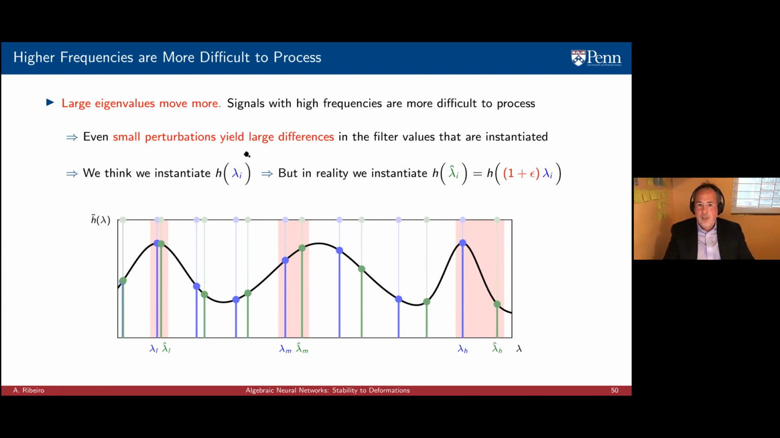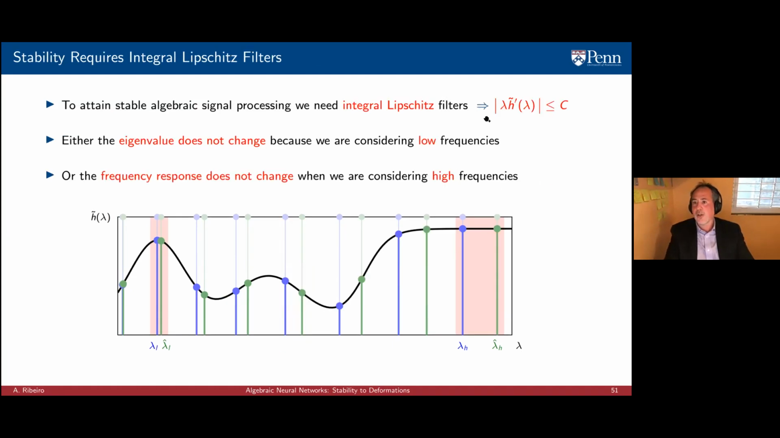What I mean is this: if we are operating on the blue shift operator, this is the value that we think we are instantiating. But in reality, we are instantiating the filter at the dilated eigenvalue. Now, if we are close to zero, this movement is small. But if we are far away from zero, the movement is large. And then the change in the value of the filter that we instantiate can be significant. In order to avoid that, we introduce the integral Lipschitz condition. And that integral Lipschitz condition will prevent the filter from moving.